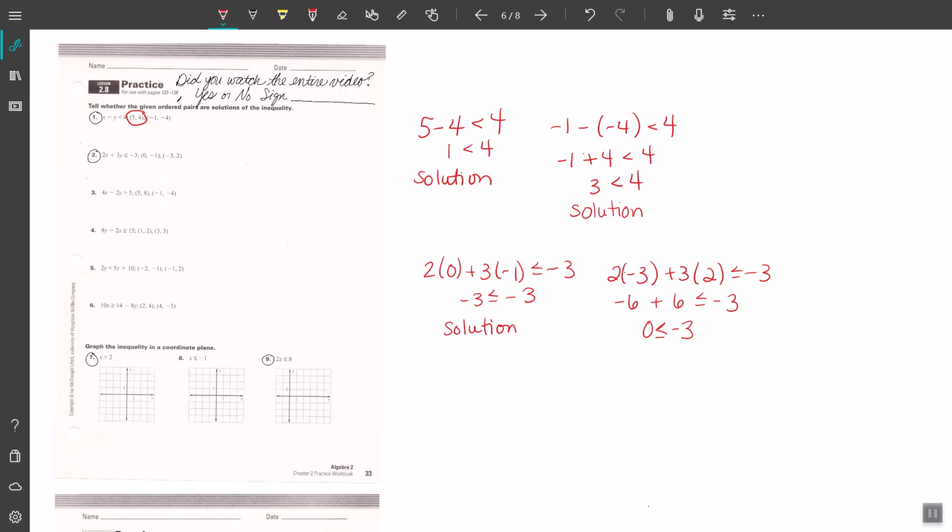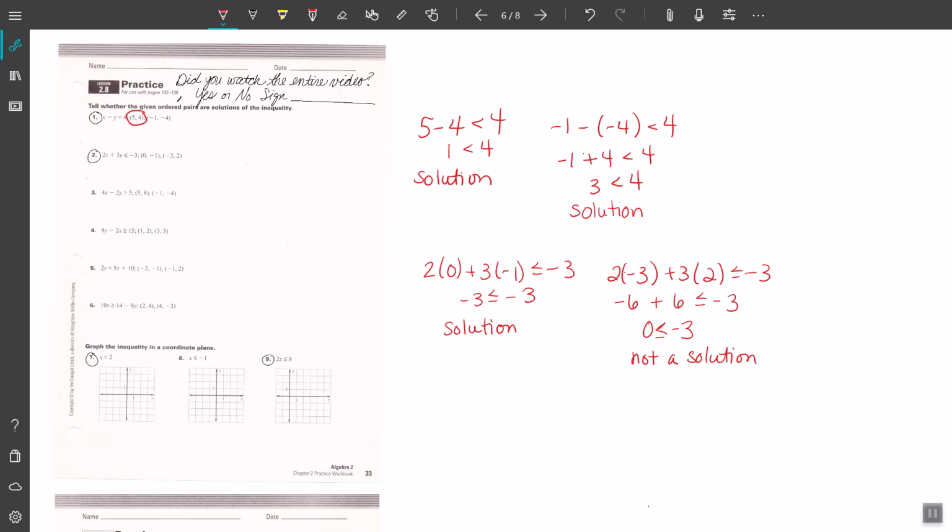This is not a true statement. 0 is not less than negative 3. It's not equal to negative 3. So this is not a solution. So this ordered pair of negative 3, 2, will not fall on the line of this graph. It will not be in the shaded portion of this graph. It is not represented in this graph. It is not a solution.